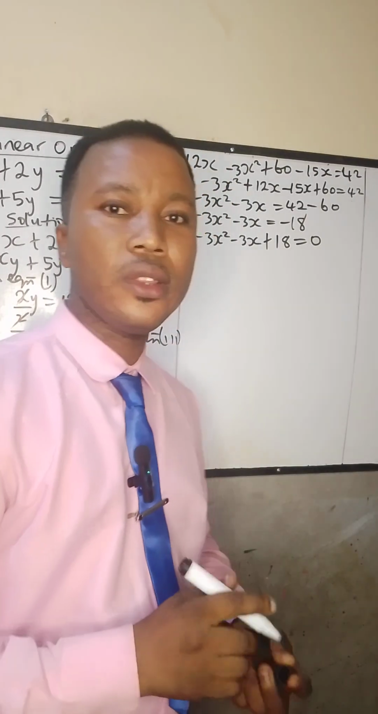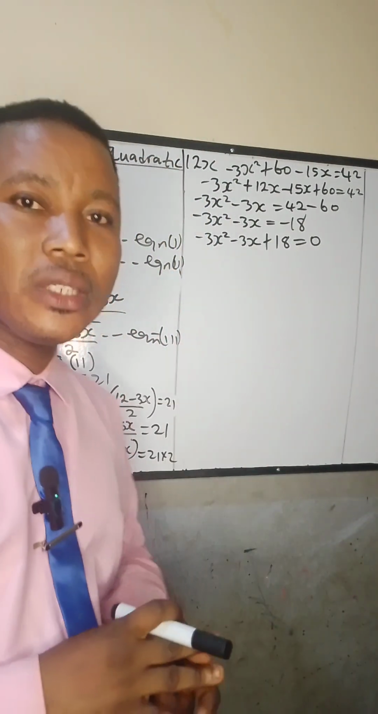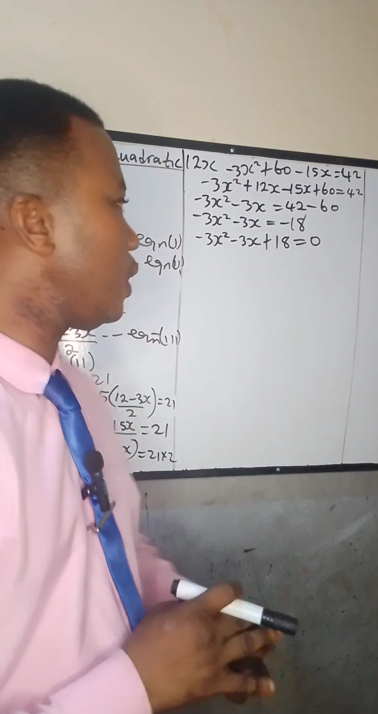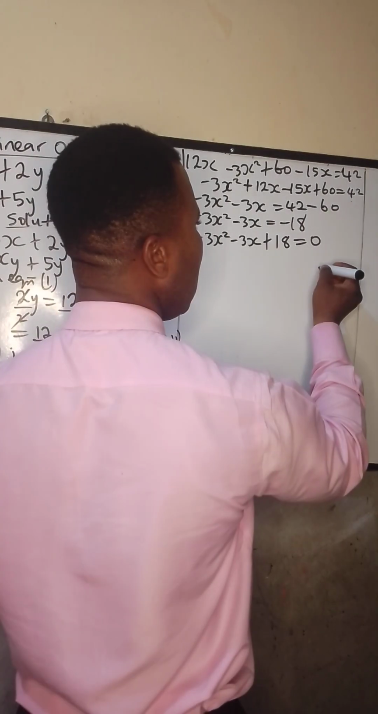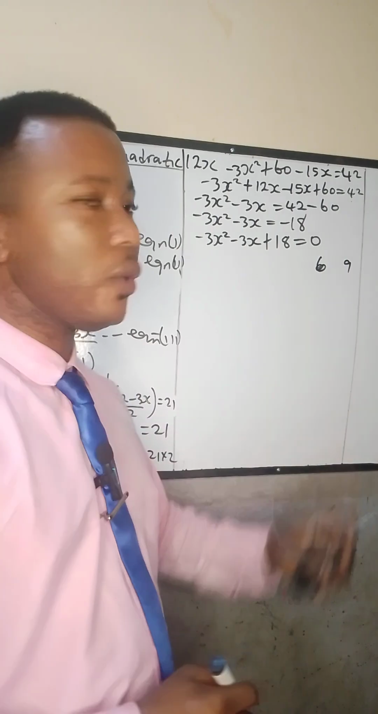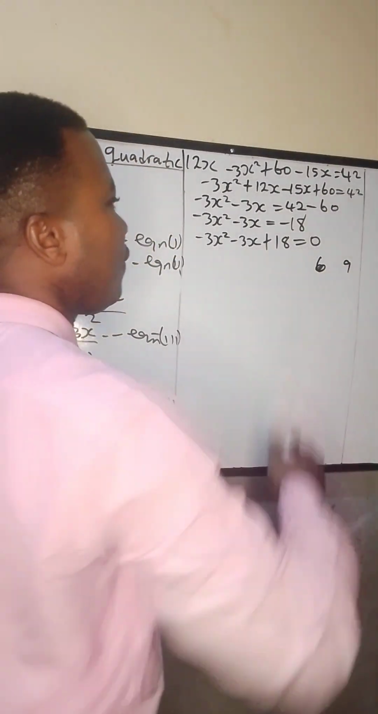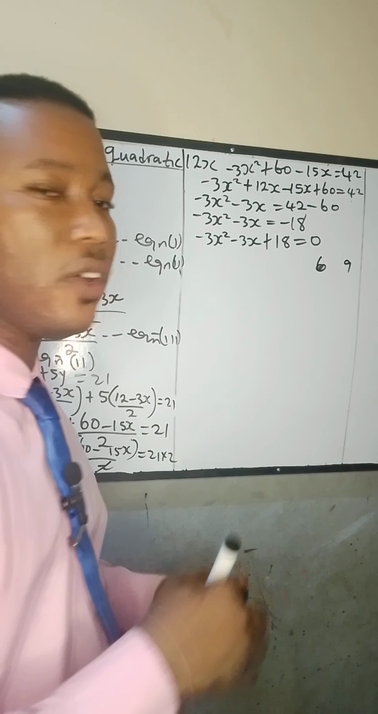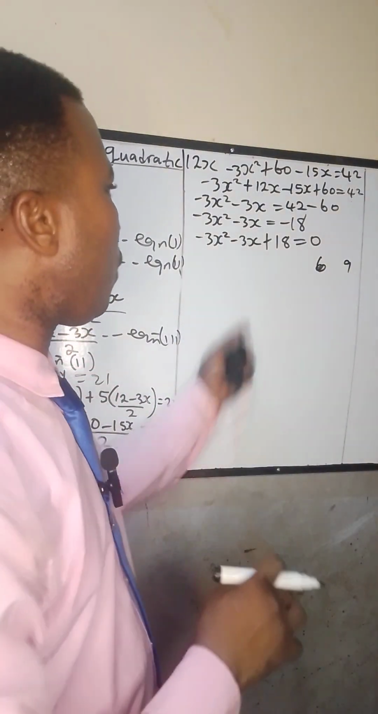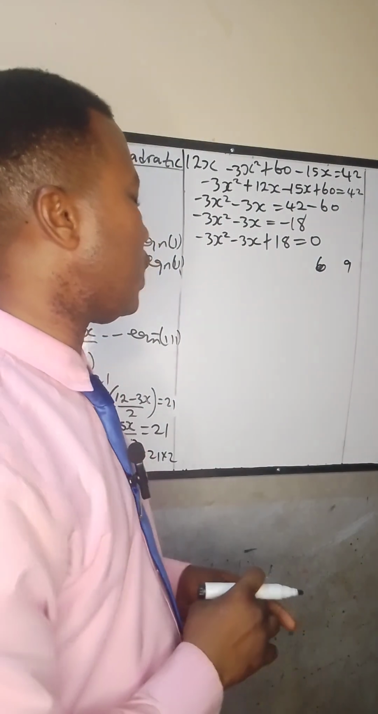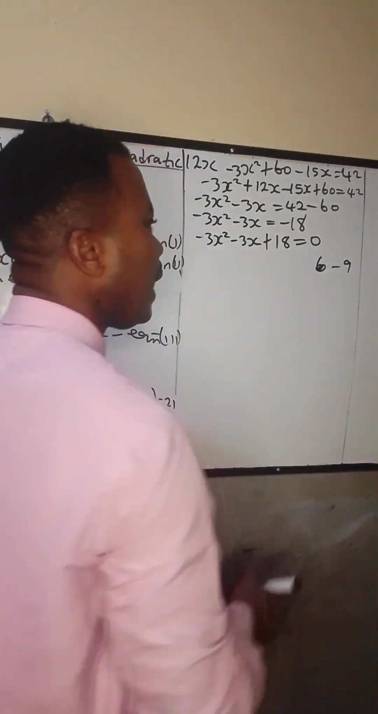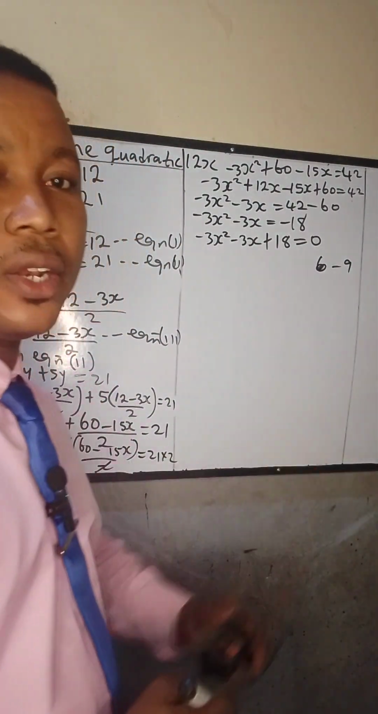So we look for two factors that when we add or subtract will give us the coefficient of x, which is minus 3. Let's take 6 and 9. 6 and 9 can go in here because 6 times 9 is giving us 54. But we are looking for a way to make this minus 3. So it can be 6 minus 9 to give us minus 3. Let's take it that way.